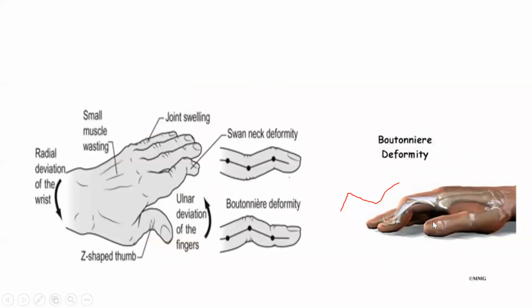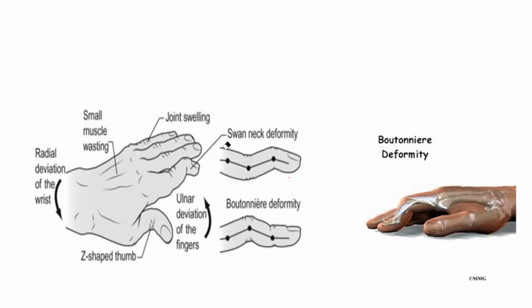The other is button ear deformity. Button ear deformity is opposite to swan neck. In swan neck, the DIP is in flexion and PIP in extension. In button ear deformity, it is opposite: PIP would be in flexion and DIP in extension. So just remember, if you know swan neck deformity, the opposite of swan neck is button ear deformity. These two deformities you find in rheumatoid arthritis. If you remember one, then you can remember the other one.